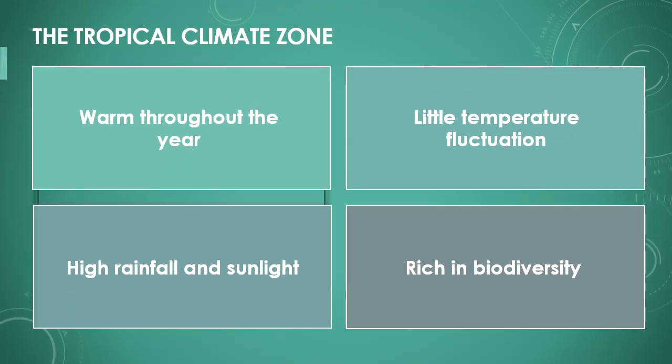The tropical climate zone is located around the equator. It is warm throughout the year, with little fluctuation in temperature. This zone receives a lot of sunlight and has regular rainfall, which promotes the growth of many plants. Tropical areas are home to a wide variety of animals, especially in rainforests.